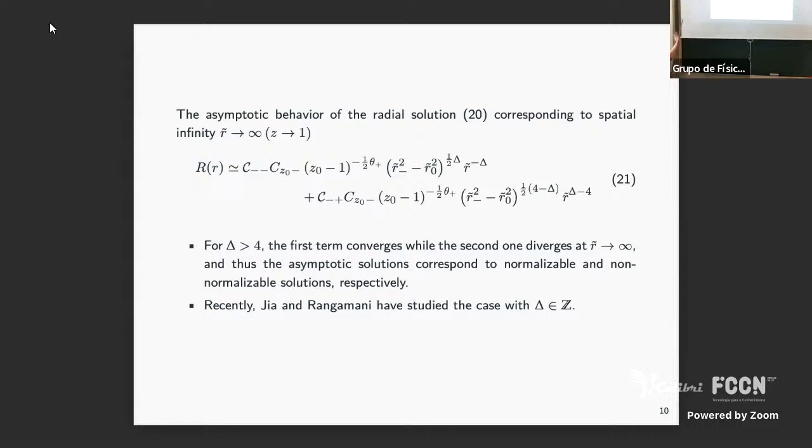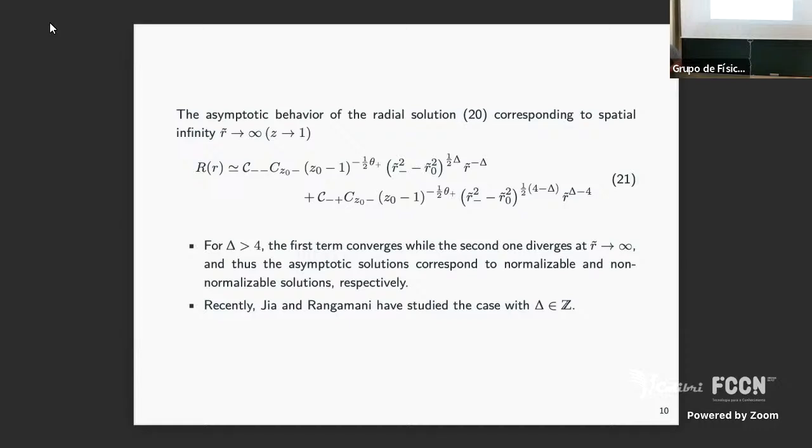Actually, yes. If you want to consider the massless case, or delta as an integer, you need to change the prescription. You need to introduce a degenerate field, so you need to introduce logs in the solutions. This is something recently done by Rangamani and Gia. In this case, this is the normalizable solution, and this one is the non-normalizable.